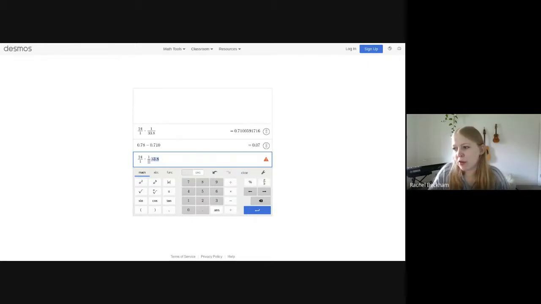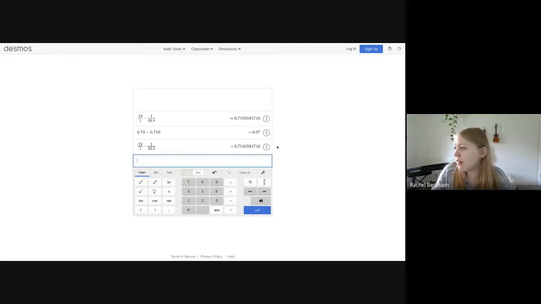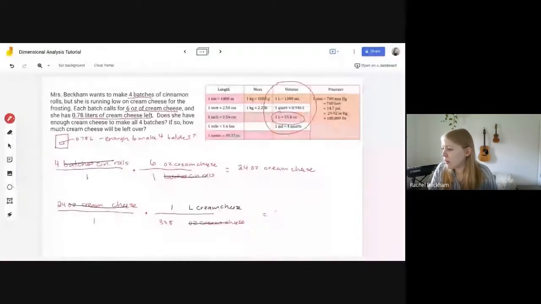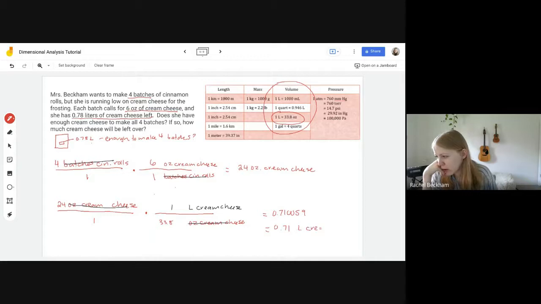Now look what happened. That's a mistake. The 33.8 needs to be on the bottom. So I'm going to erase that. It should not be there. It needs to be down here. So you kind of have to play with the arrows a little bit, but make sure it looks correct on here. And I'm getting 0.710059, this long number. So I'll try to write that down over here, 0.710059. I'm going to round that off to 0.71 for now, 0.71. And this is how many liters of cream cheese I need for 4 batches.